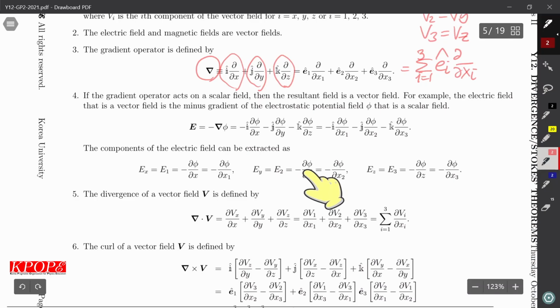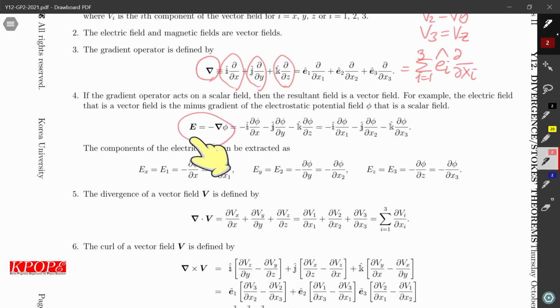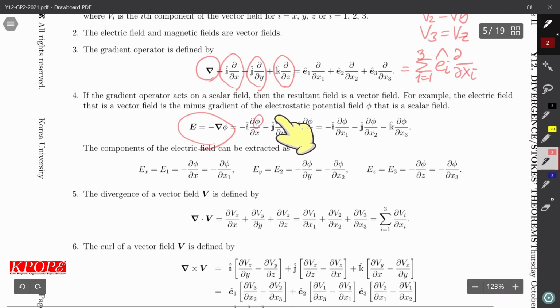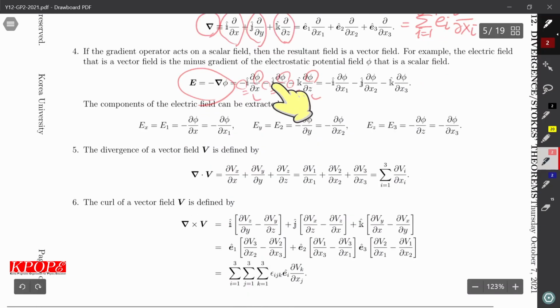In the electrostatic case, the electric field is minus the gradient of the electrostatic potential. So we take the x, y, z derivatives of this potential, put a negative sign, and multiply by the unit vectors along the x, y, z axes. Hence this should be the x component of the electric field, the y component of the electric field, and the z component of the electric field.